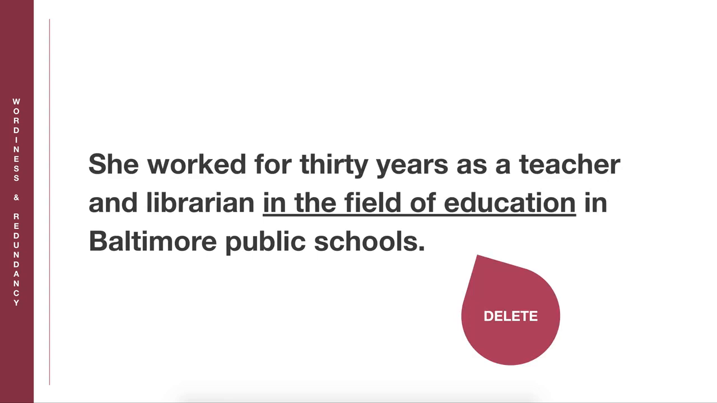Now, here's another example. And in this example, what you can see is we have repeated an idea. So this is an example of redundancy. She worked for 30 years as a teacher and librarian in the field of education in Baltimore public schools. Now, if we look at this sentence, public schools, teacher, librarian, all of those are clues that she works in education. Therefore, our reader is going to understand that she works in the field of education, even if we don't say it, which makes that underlined portion of the sentence unnecessary. And so we could get rid of it.